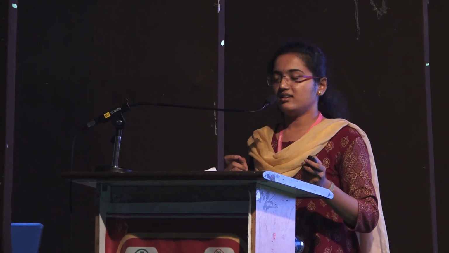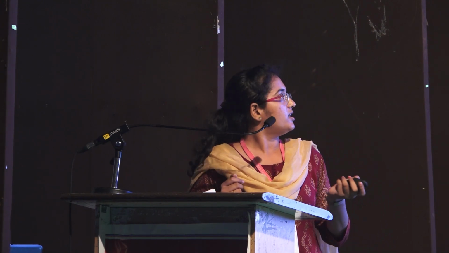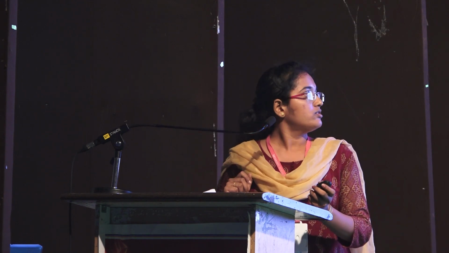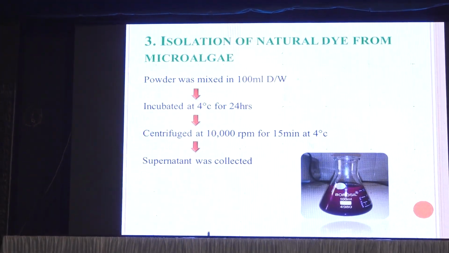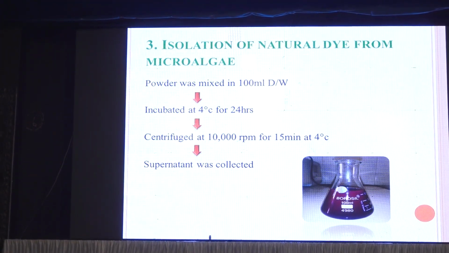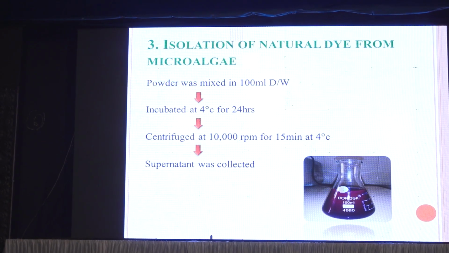Second, TLC separation. For separation, we are using thin layer chromatography. We use thin layer chromatography for the separation of our pigments, and we are using a two solvent system here. The third method is the isolation of the natural color from the microalgae. We use isolated powder and mix it in distilled water and incubate it for 24 hours at 4 degrees Celsius. Then we centrifuge it at 10,000 RPM at 4 degrees Celsius for 15 minutes, and the supernatant containing pigments is collected.